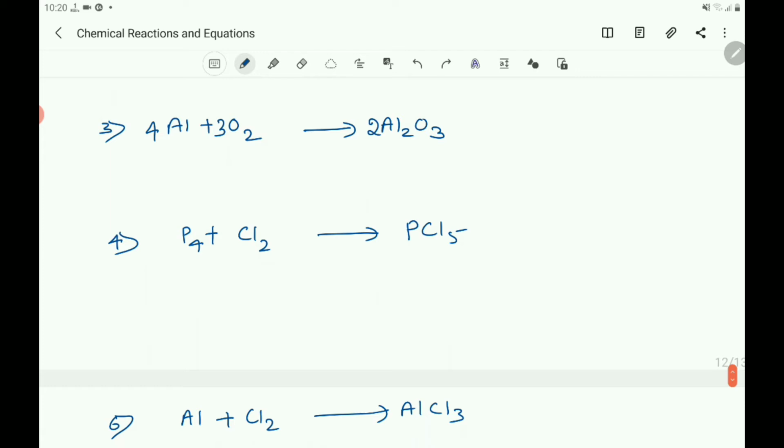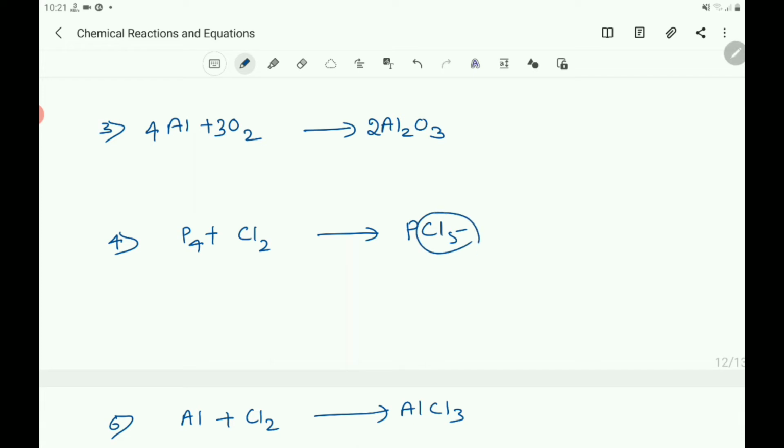The next chemical combination is phosphorus reacts with chlorine to produce the single product phosphorus chloride. Phosphorus pentachloride it is. 5 chlorine atoms are there, so it is phosphorus pentachloride. Here two elements, phosphorus and chlorine, react with each other to produce the single product phosphorus pentachloride. So it is an example of the chemical combination.